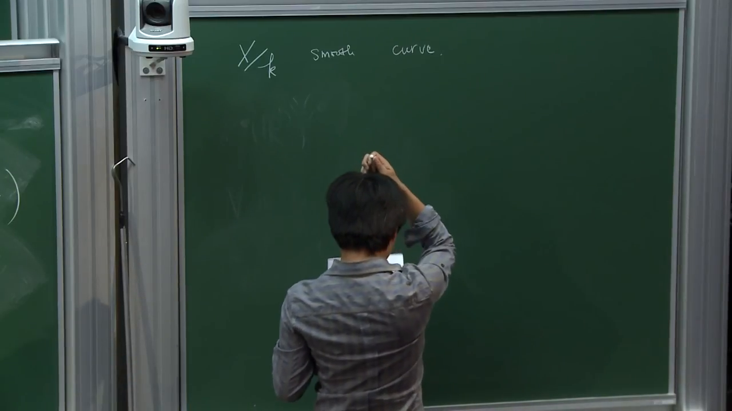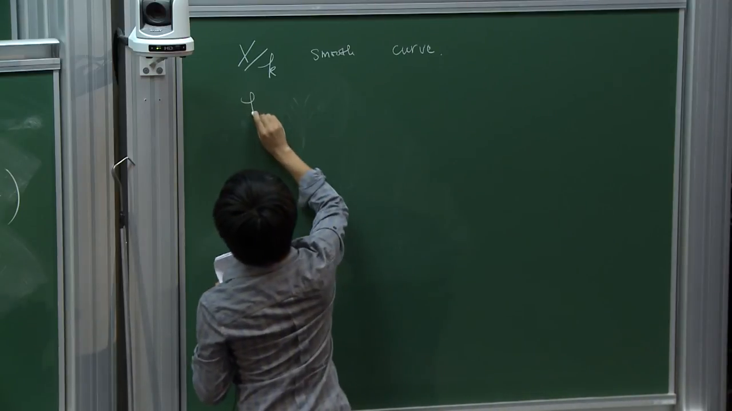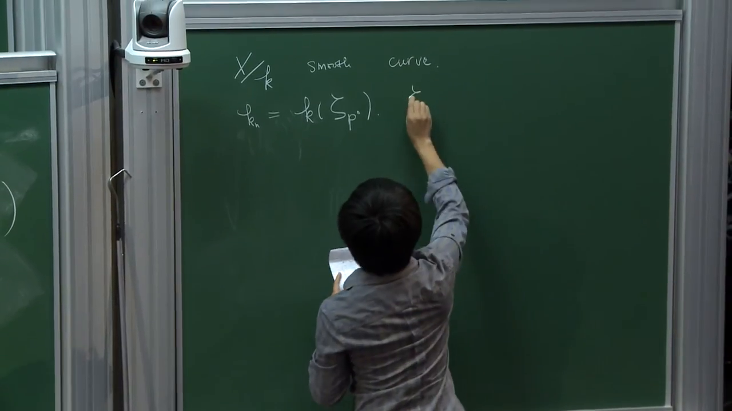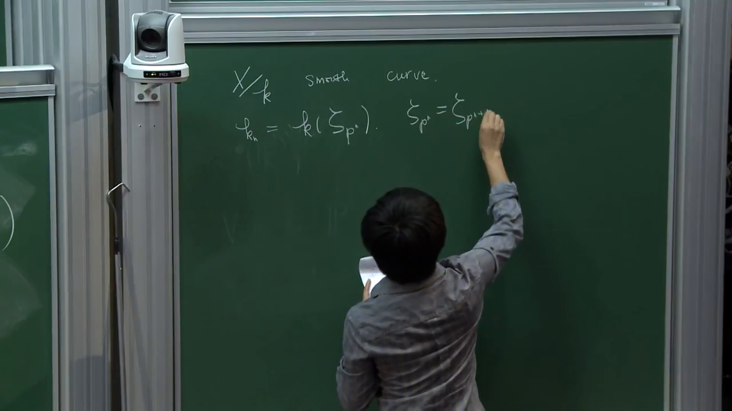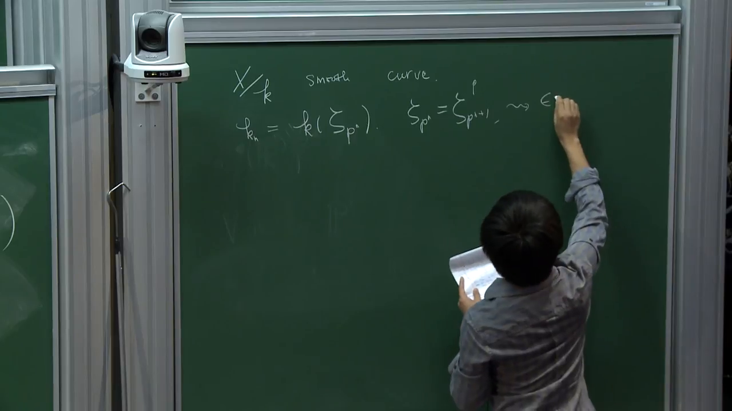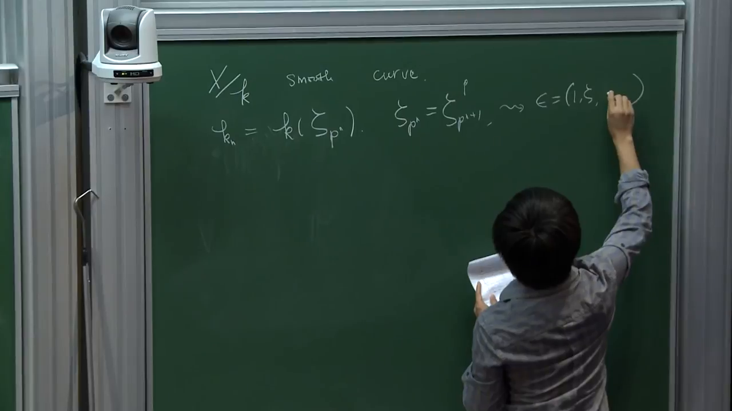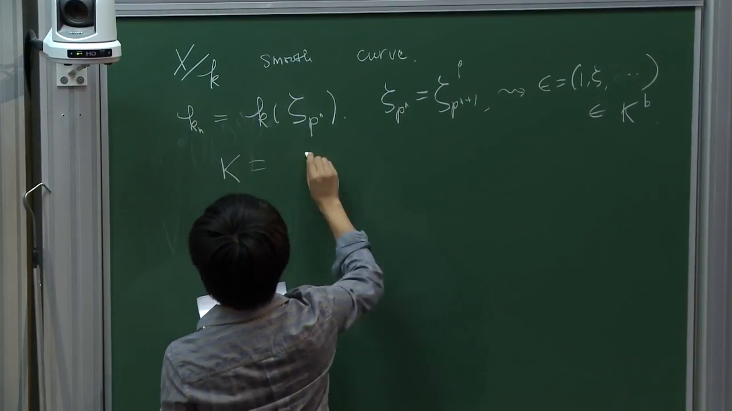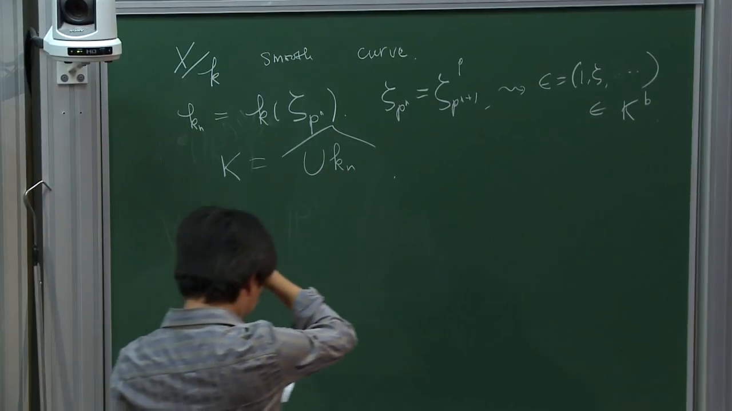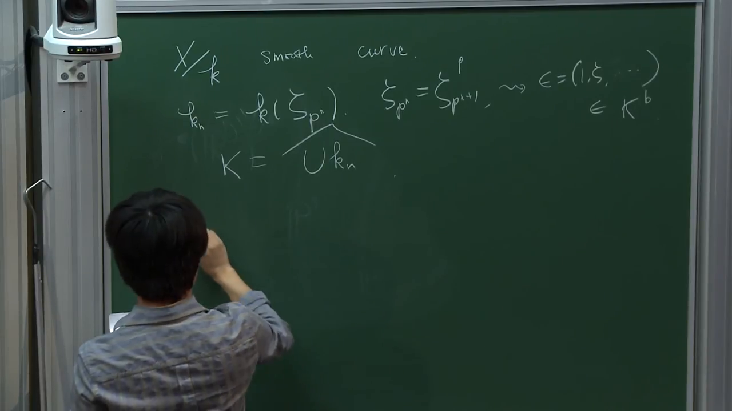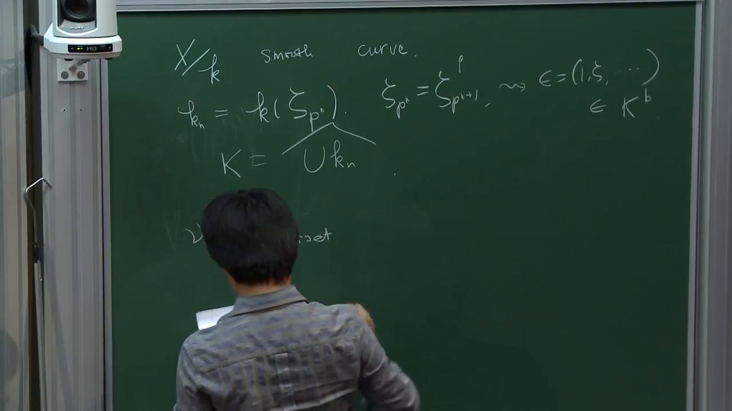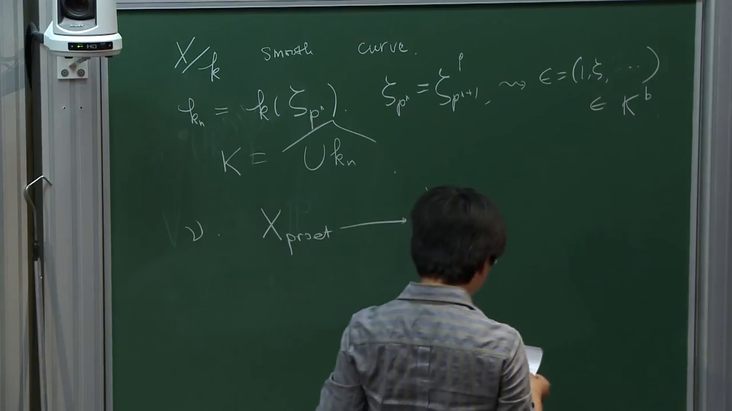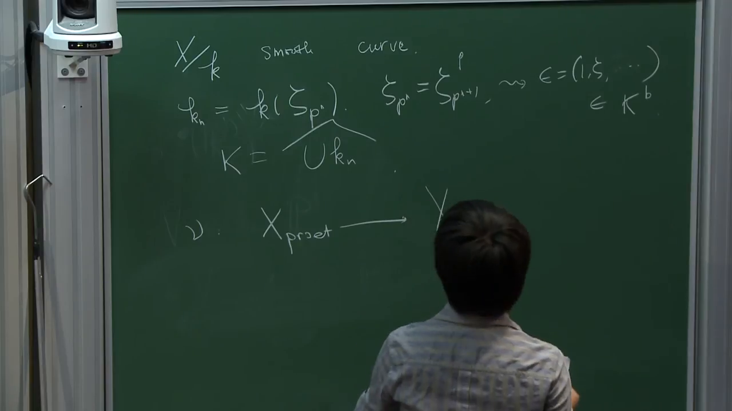Then let me introduce a few more notations. I need K_n, which is K adjoined the p^n-th cyclotomic roots of 1, and we choose them compatible. And it gives you the element inside K flat, where K_infinity is the union of all of them, taking the p-adic completion. I also need the map from the pro-étale site to the étale side, which appeared yesterday.